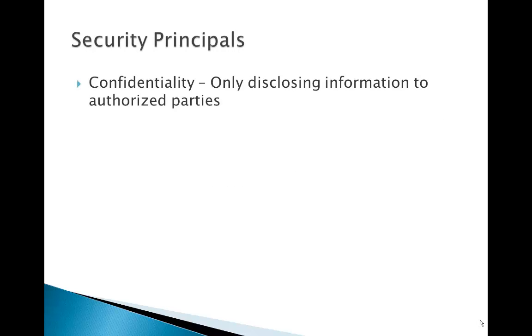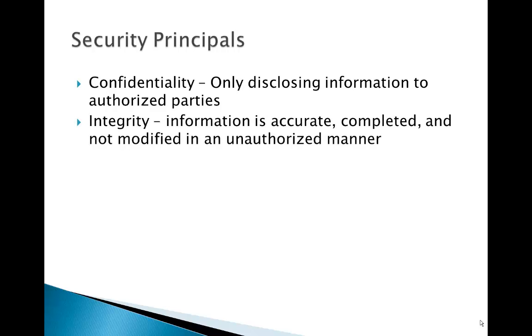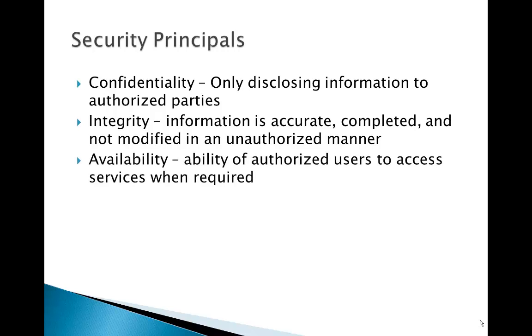Security principles, the things you need to know about security that we're enforcing here. Once again, confidentiality, only disclosing information to authorized parties. Integrity, the information is accurate, complete, and not modified in an unauthorized manner. And then availability, the ability of authorized users to access services when required. This spells CIA, it's not just for spies anymore.